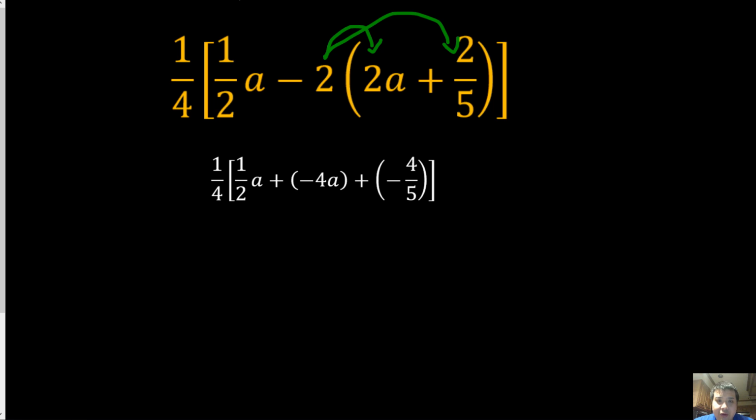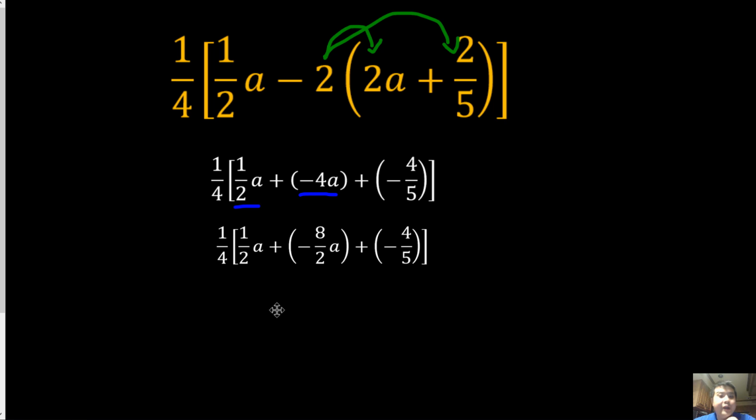Now we have two operations inside the brackets, addition and addition. However, we can only combine like terms, so we're going to combine this 1/2a and this negative 4a. In order to do that, we need common denominators, so we're going to turn this negative 4a into negative 8/2. Then we add these two together to get negative 7/2 a plus negative 4/5. Now we have this addition sign still, but we can't combine unlike terms, so we go to what's outside the parentheses and do some distribution.